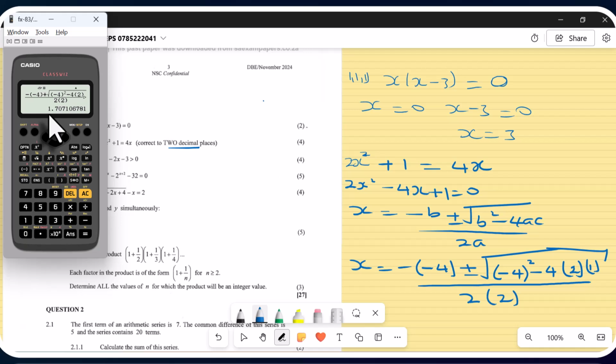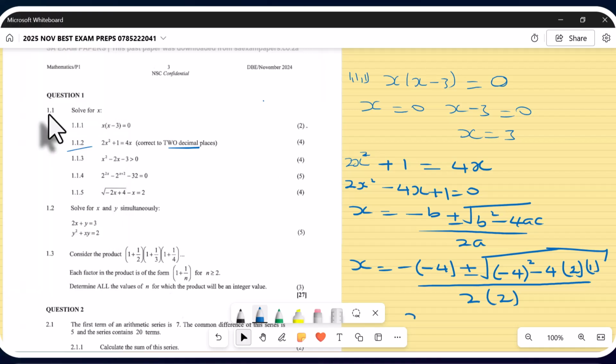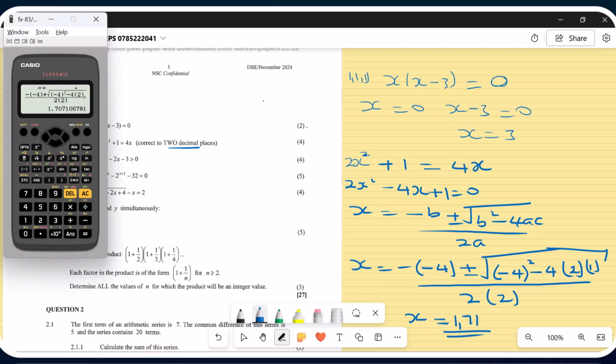So our x equals 1,71. They said two decimal places, ne? Then you can also do it with the minus. So with the minus, you come back here and put a minus instead of the positive 1, the positive here. So we say now minus.